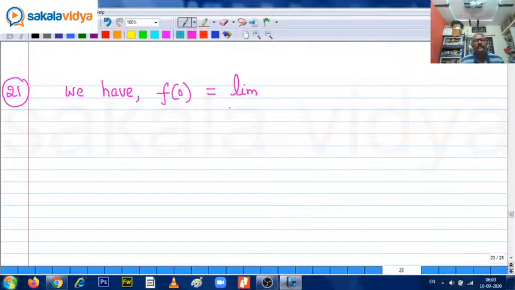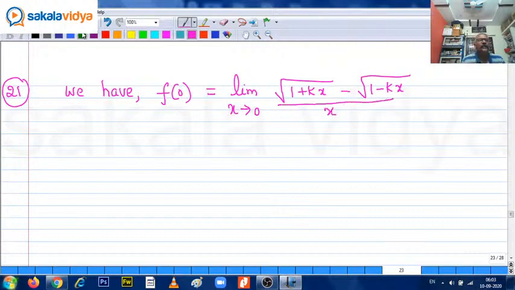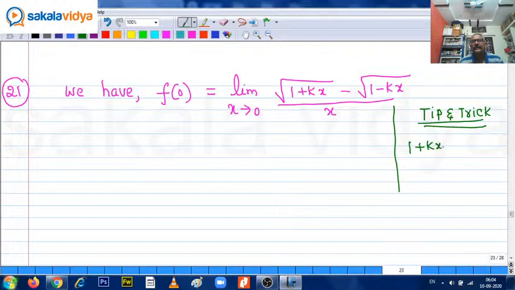limit x tends to 0 of root of 1 plus kx minus root of 1 minus kx upon x. We have one important tip and trick. See, root of 1 plus kx means power 1 by 2, which is approximately equal to 1 plus kx by 2, using binomial approximation.